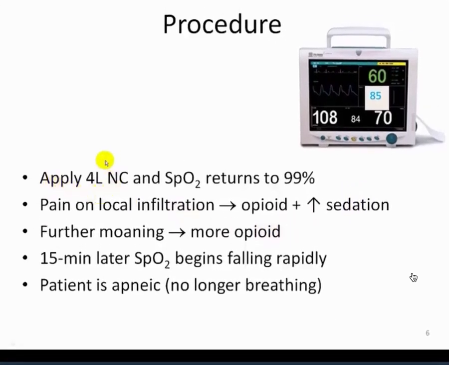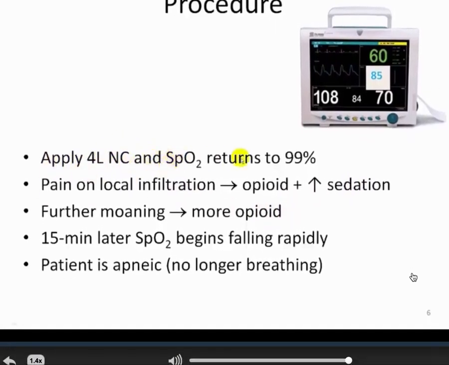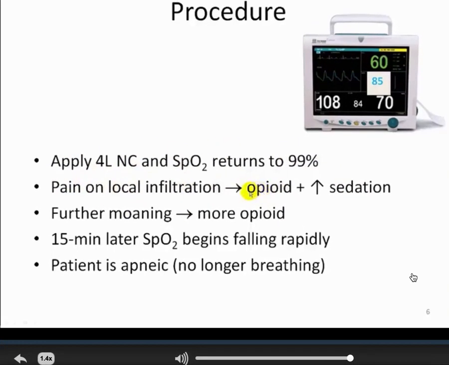So at this point, what's applied is 4 liters by nasal cannula, and SpO2 returns to 99%, so that looks good. There's now some pain on local infiltration, so this leads to opioids and increased sedation of the patient. Further moaning of the patient leads to more opioids. About 15 minutes later, SpO2 begins falling rapidly, and at this point, the patient is apneic, is no longer breathing, so complete cessation of breathing is consistent with a falling SpO2.